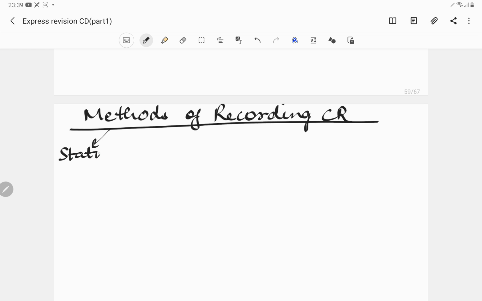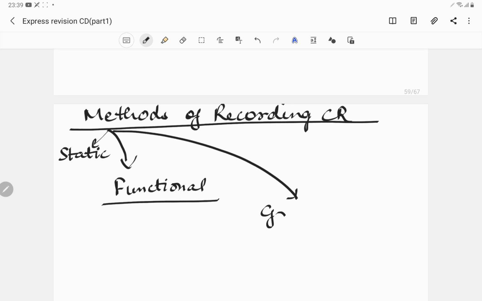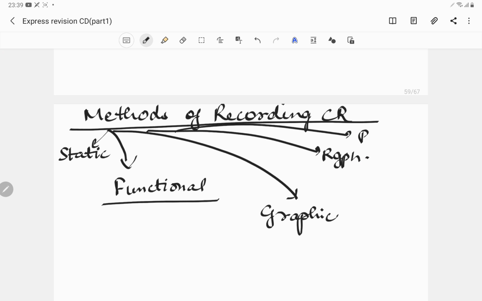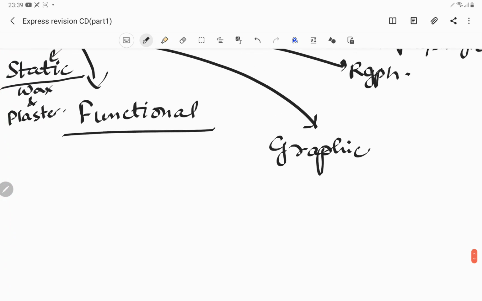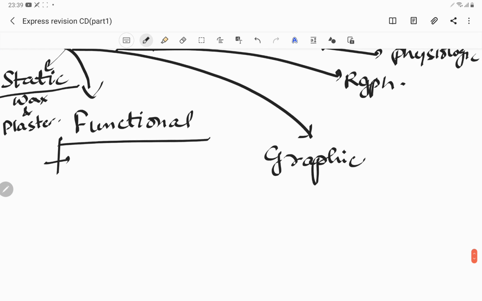We have a static method, a functional method, then the graphic method, another method like the radiographic method, and then the physiologic method. Right. So the static method is the wax and plaster record.